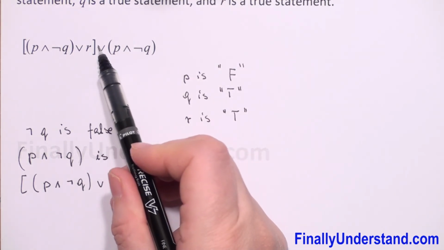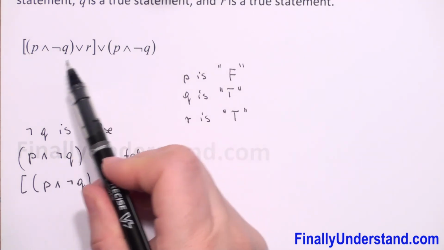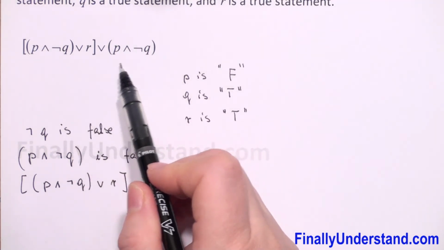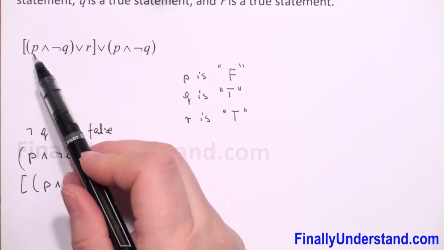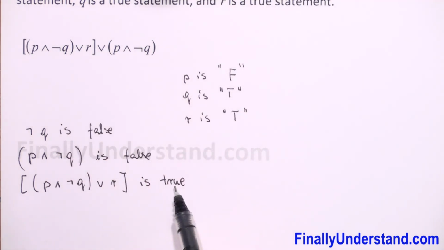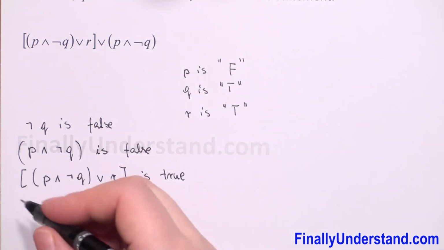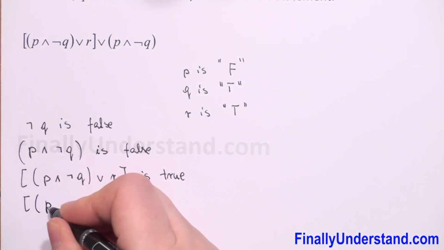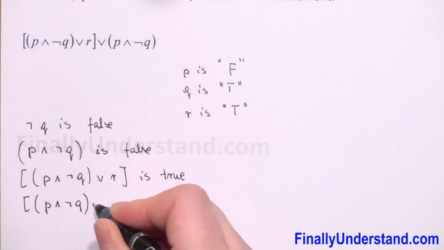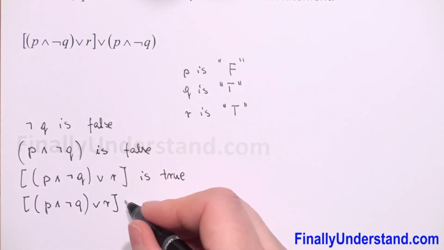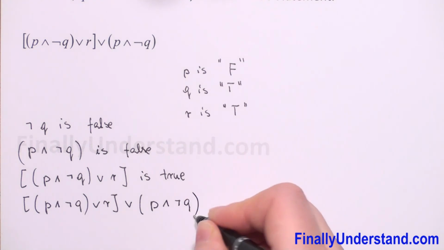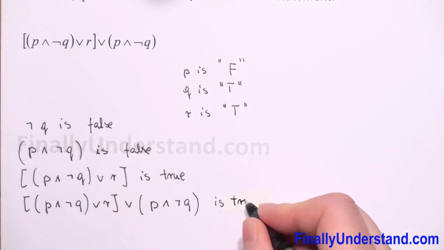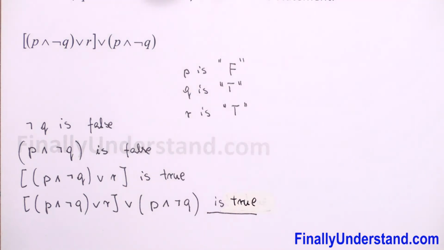Why? One more time. Because we have here a disjunction. A disjunction is true when one of these components is true. Because whatever we have in brackets is true, it means that this whole compound statement is true. Let me write this. We have P and not Q or R in brackets, and we have OR, and in parentheses we have P and not Q. So this is true. This is my solution.